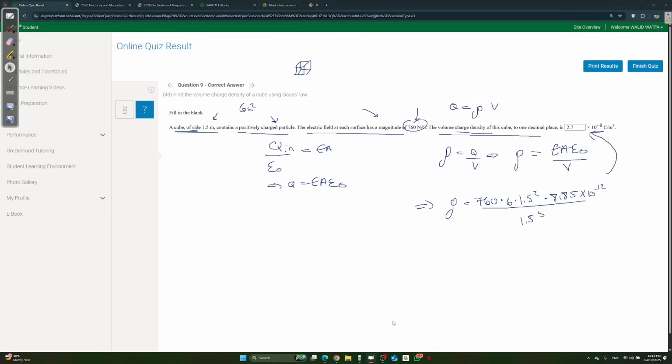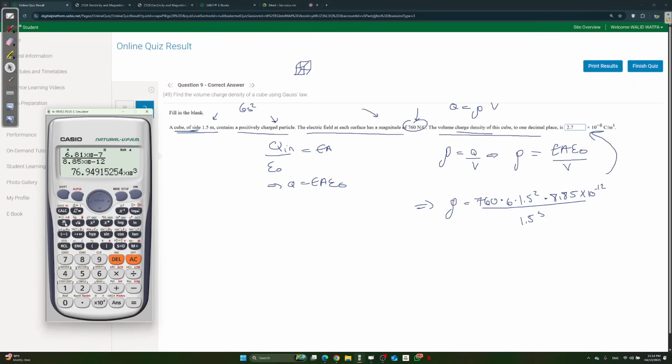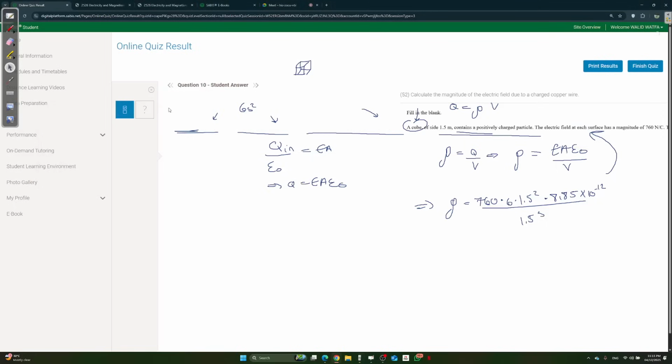Alright, let me pause, I'll do it off camera. So it's 2.7 times 10 to the power negative 8, because to 1 decimal place, you round it. Easy. Question 10, we're getting there, guys.